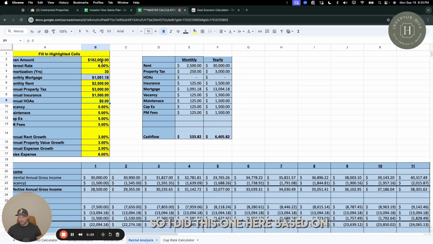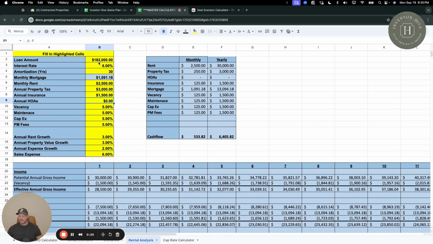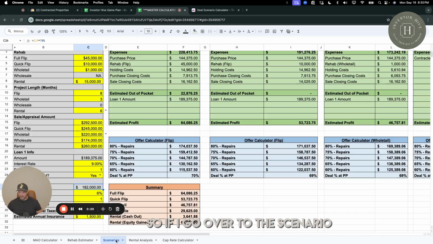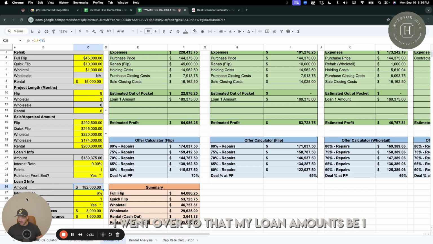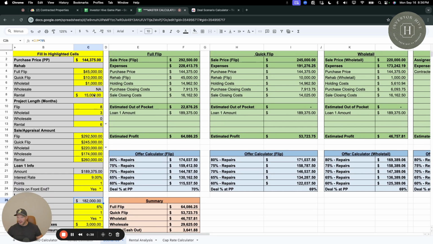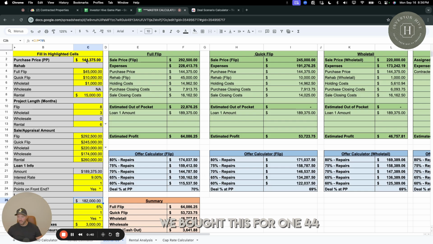So I did this one here based on the same deal that we've been looking at through this. If I go over to the scenario, I set my loan amount to be 182. And if you remember over here, we bought this for 144, and we said that a rental amount would be 15,000. So you add that together, some holding costs, so on and so forth.